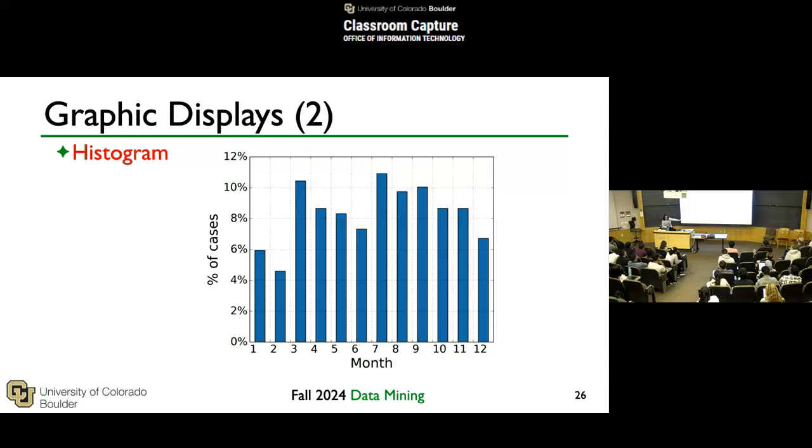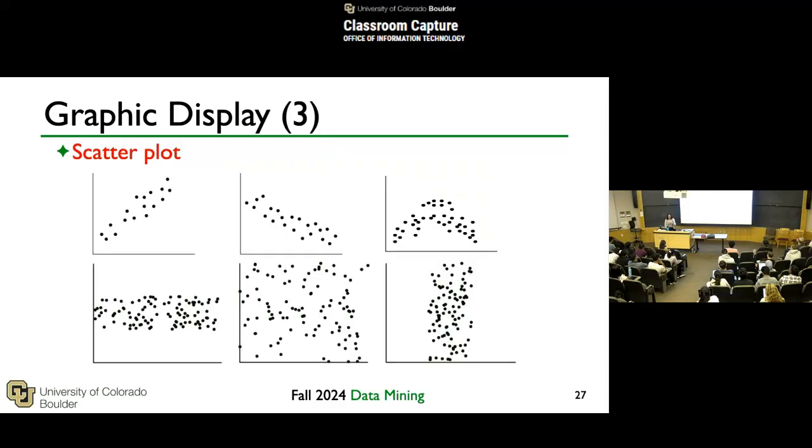Those are just simple plots, okay? One more, the scatter plot, okay? This is related to correlation. Remember earlier we were talking about whether things are correlated or not, right? So the scatter plot is actually simple.